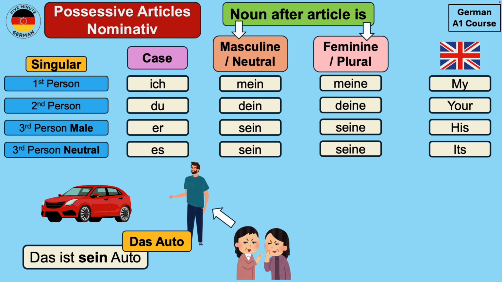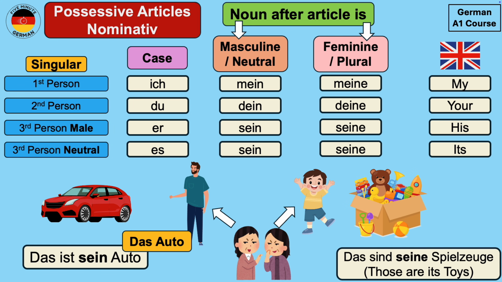Now let's take a third person neutral case. In German, a child is das Kind, so it is neutral. And if the object is plural, then we can say, das sind seine Spielzeuge. Those are its toys. So in English, it would be his, but because in German it is a neutral, that's why we say its toys. And over here, Spielzeuge is die Spielzeuge. So it is a plural. That's why we use seine.